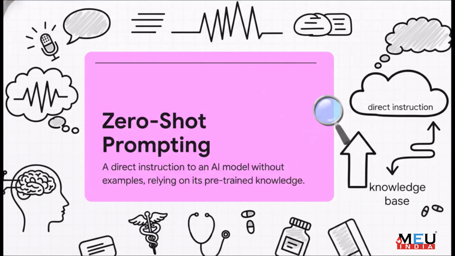Okay, so what is it technically? It's basically the most direct way you can talk to an AI. You give it one clear instruction. You don't need any examples, no special training. You're just tapping into the massive library of knowledge the AI already has to get exactly what you need, instantly.